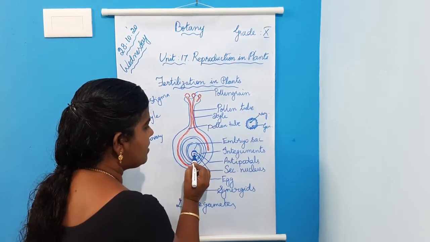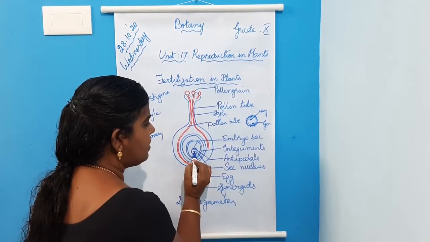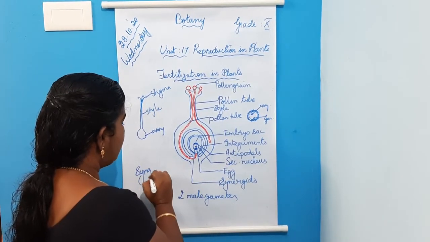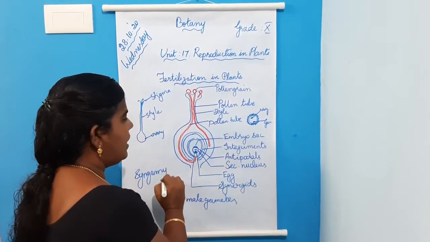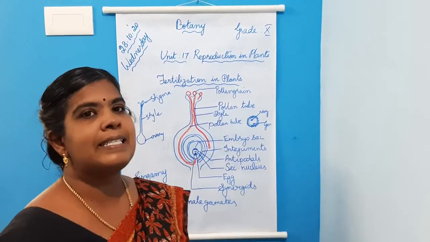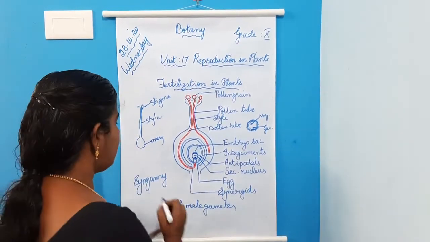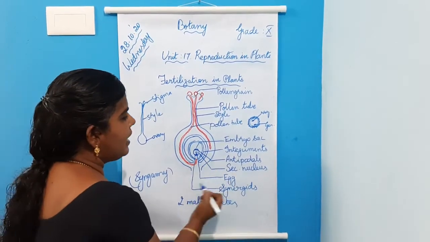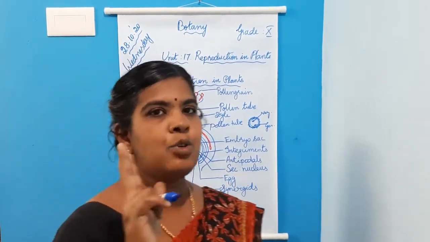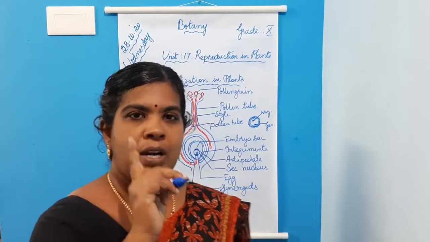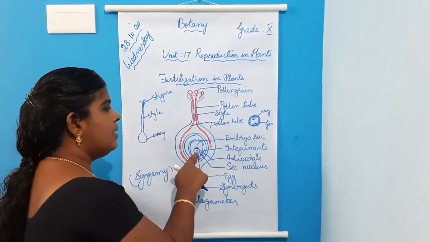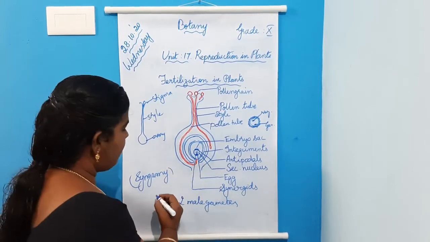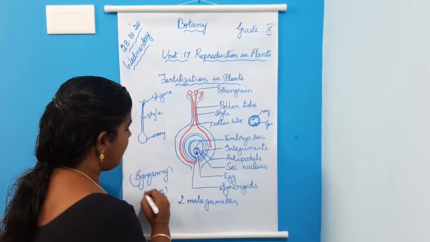One of the sperms fuses with the egg, that is called syngamy. Fusion of the male gamete with the egg is called syngamy. Syn means fusion, the gametic union. Already the pollen tube carries two male gametes, I said, isn't it? One of the male gametes fuses with the egg and results in the formation of a diploid zygote.